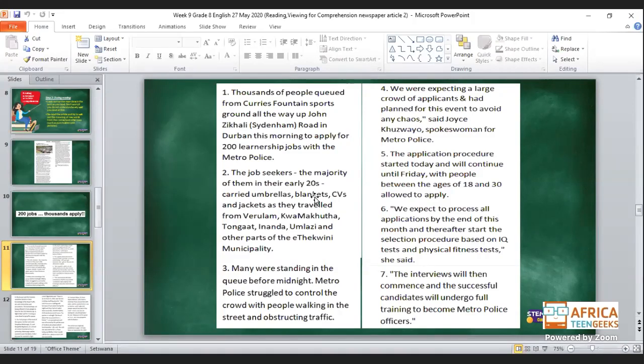The job seekers, the majority of them in their early 20s, carried umbrellas, blankets, CVs, and jackets as they traveled from Verulam, Kwamashu, Kwamakutha, Tongaat, Inanda, Umlazi, and other parts of the eThekwini municipality. Thank you so much, Helene.